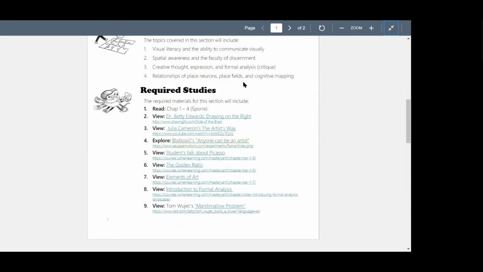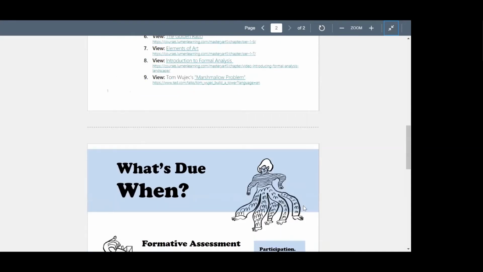Here are your required studies. So these are the things that you're going to read in order to complete the self-check, the discussions, and the journal. Right? So we're going to read chapters 1 through 4 in our text. And then I've also included a handful of links to outside resources that help support those readings. So things like the theories by Dr. Betty Edwards, Blaskowitz's tool that allows anyone to be an artist, some discussions on Picasso and the golden ratio, and even this kind of fun little experiment called the marshmallow problem.